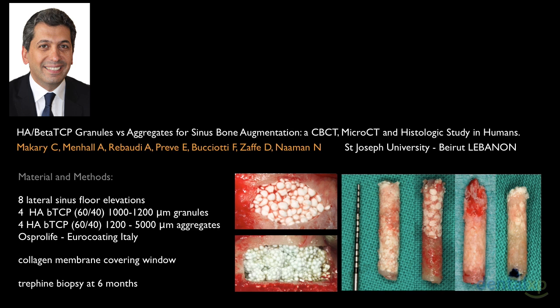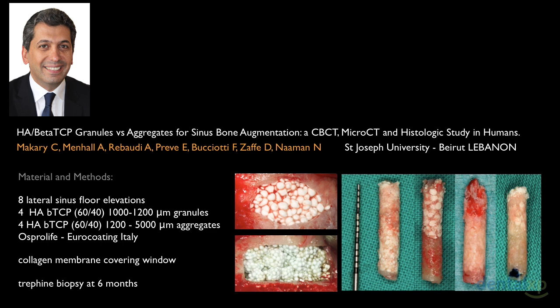We did this study in humans where we performed 8 lateral sinus floor elevations using an HA beta TCP blend, 60 to 40%, with two different types of graft, granules or aggregates. This study was supported by Eurocoating in Italy, and they provided us with this bioceramic biomaterial.